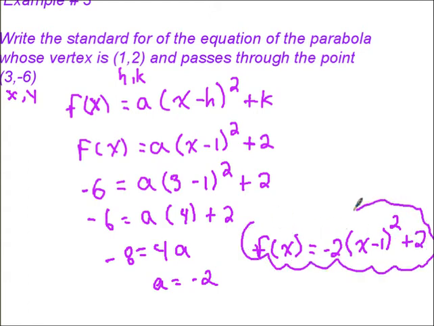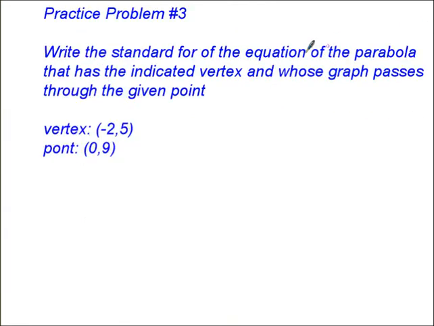This is very similar to finding the equation of a line given 2 points, where you have the slope, you plug in a point, and you solve for the intercept. In this case, we're not solving for an intercept, we're solving for the scaling factor a. Alright. And again, a practice problem here for you. It's the same thing. You're given a vertex and a point. Use the standard form and solve. Good luck.